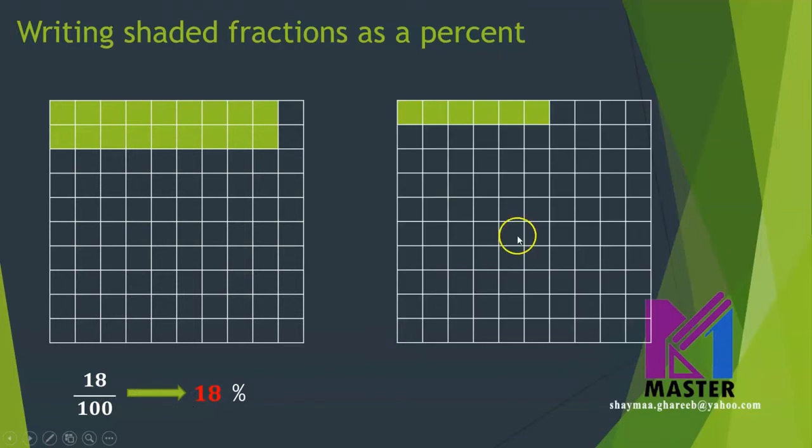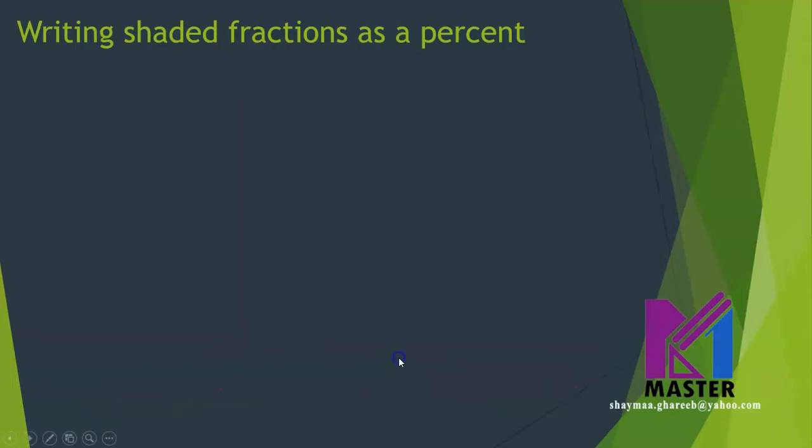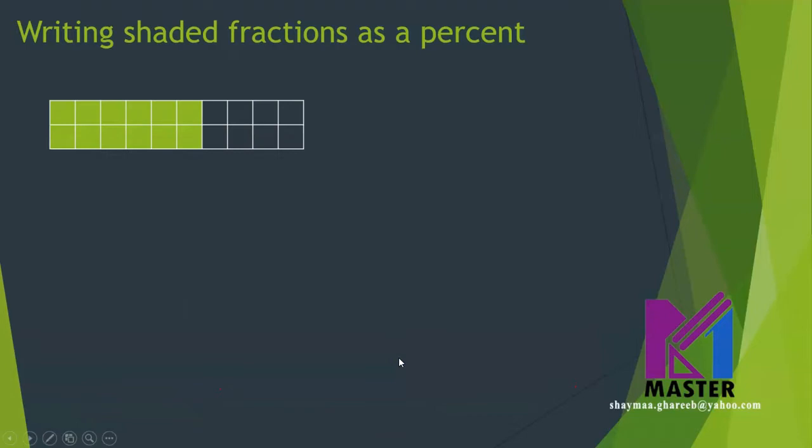Let's do another example. How many shaded parts here? There are 6 shaded parts. Then the fraction will be 6 over the total number of parts, which is 100. Then the percentage will be 6%. Okay? Now, let's see different questions.